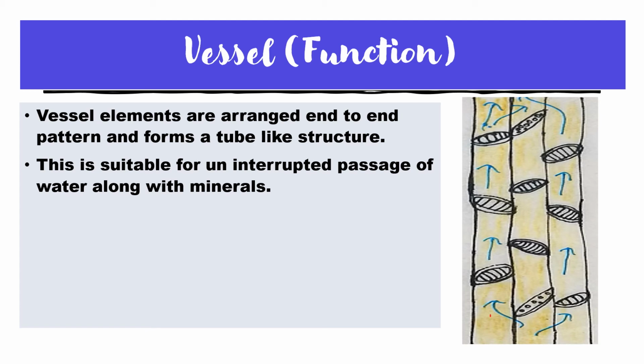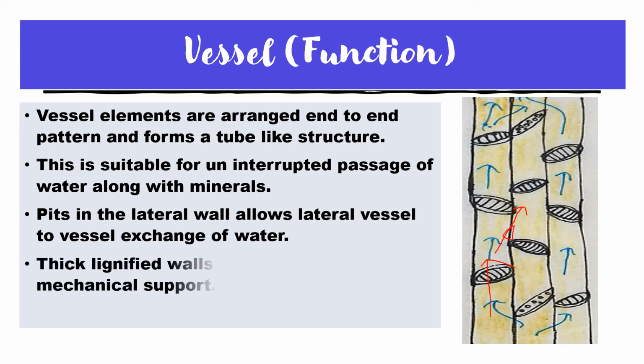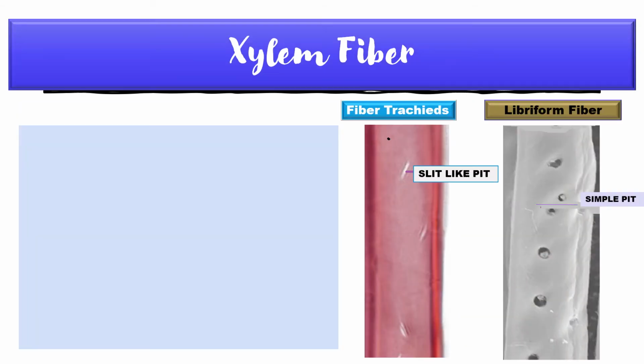Water can pass from one cell to another through the end wall or the perforation. Even the pits which are present in the lateral wall help in exchange or conduction of water. So more water can pass in vessels than tracheids. And the tracheid wall is highly lignified, so it helps in mechanical support.